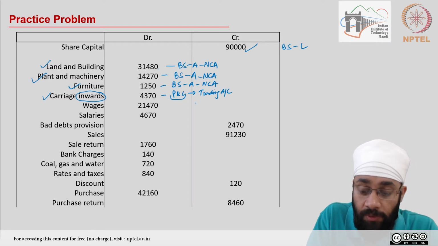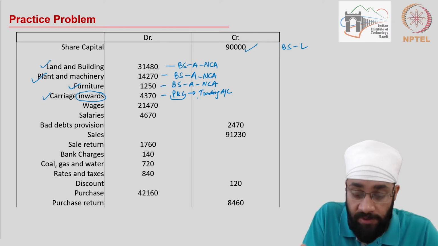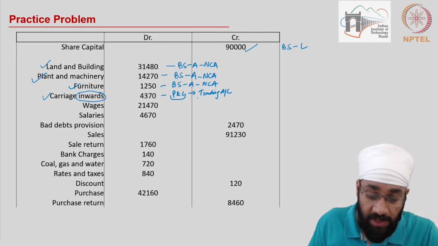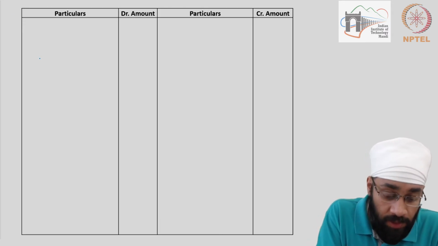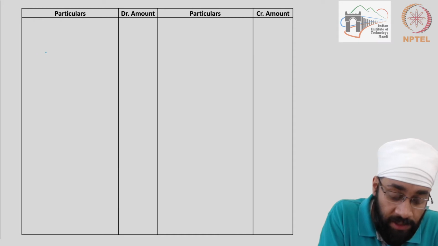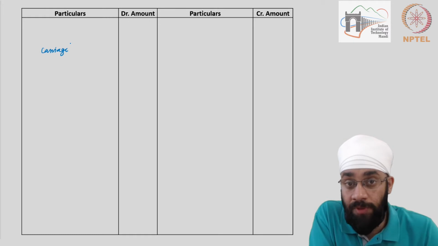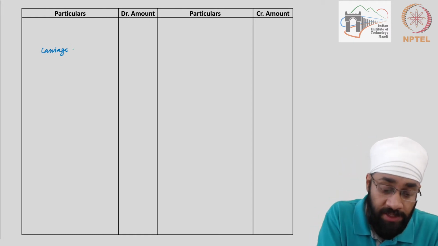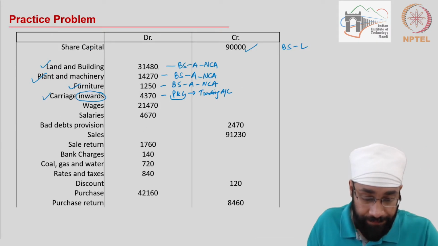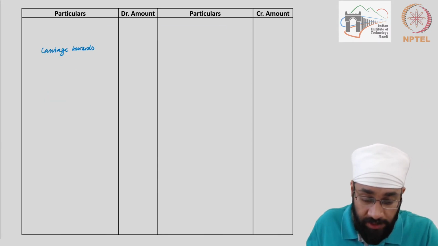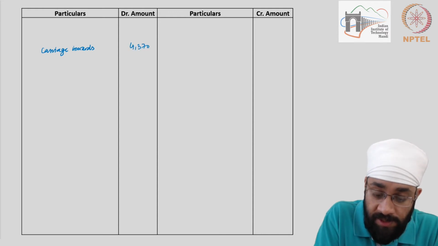So profit and loss account has two sections. The first section is trading account. Second section is profit and loss account by the same name. So carriage inward is 4370. So I'm going to write it somewhere here, carriage, because we typically start with opening stock and purchases. So carriage inwards is going to be written here. Amount is 4370.